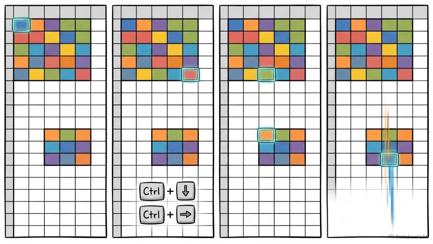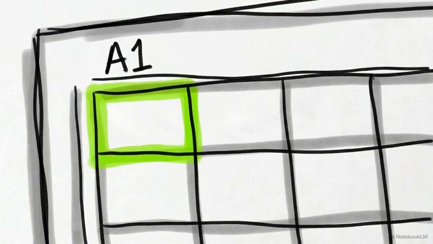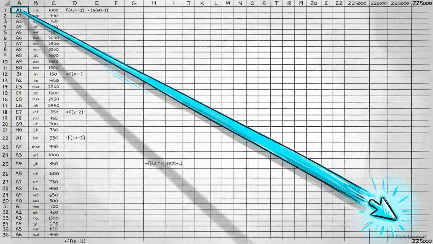Beware of blank cells. If your data has a gap, this shortcut shoots your cursor past the data, deep into the empty void. If you get lost, there is a simple panic button. Press Control and the Home key to snap your view straight back to the safety of cell A1 in the top left corner. Mastering these navigation tools takes a sprawling spreadsheet and turns it into a tightly controlled environment where you can jump anywhere instantly.